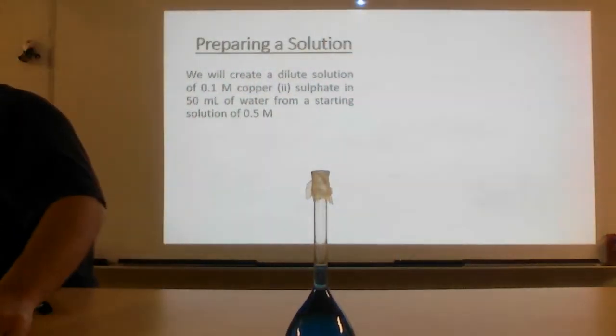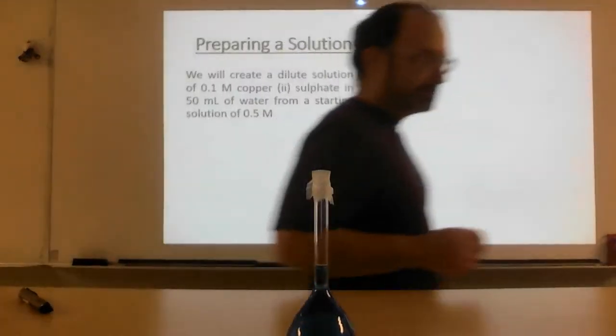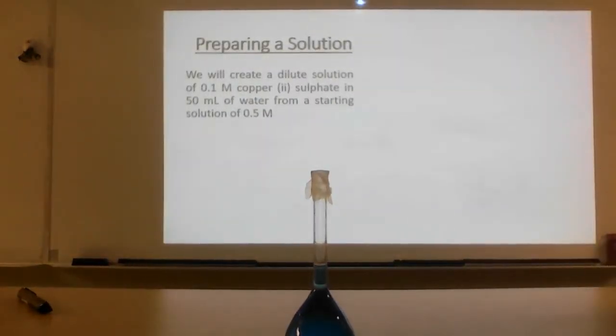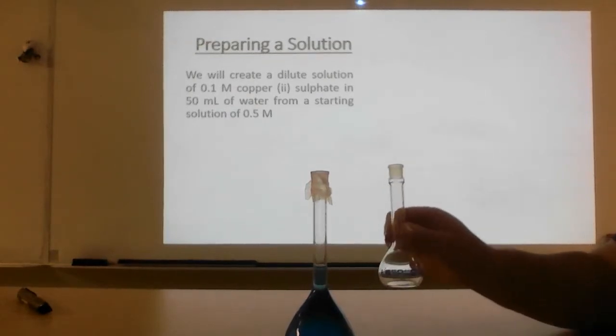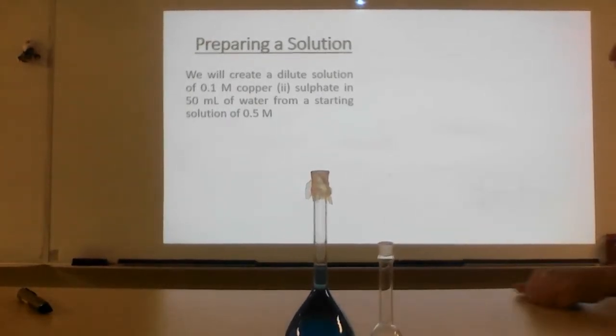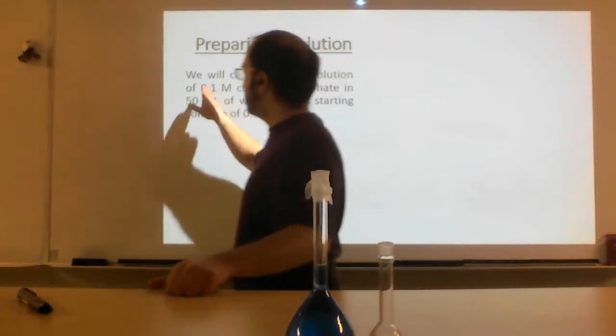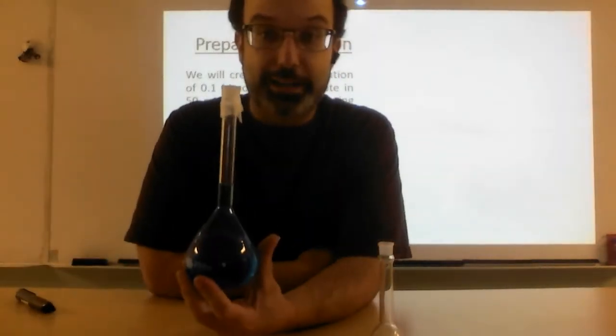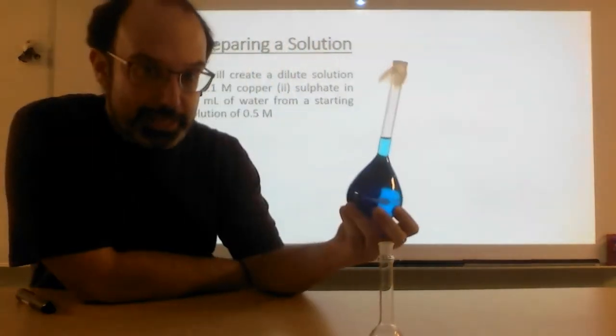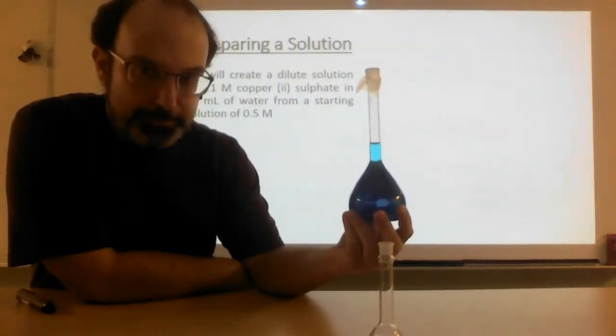Wonderful. So, I have here a very small volumetric flask. It's a 50 milliliter flask. So we are going to use it to dilute, and we're going to dilute to 0.1. Right? This is 0.5, so we're going to dilute by a factor of 5. It should become 5 times less than what I see here.